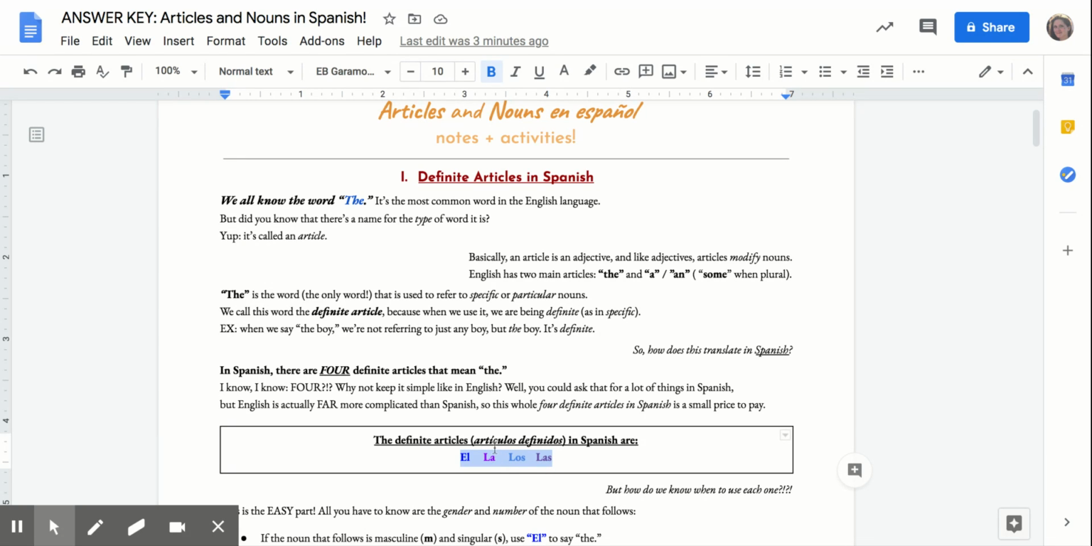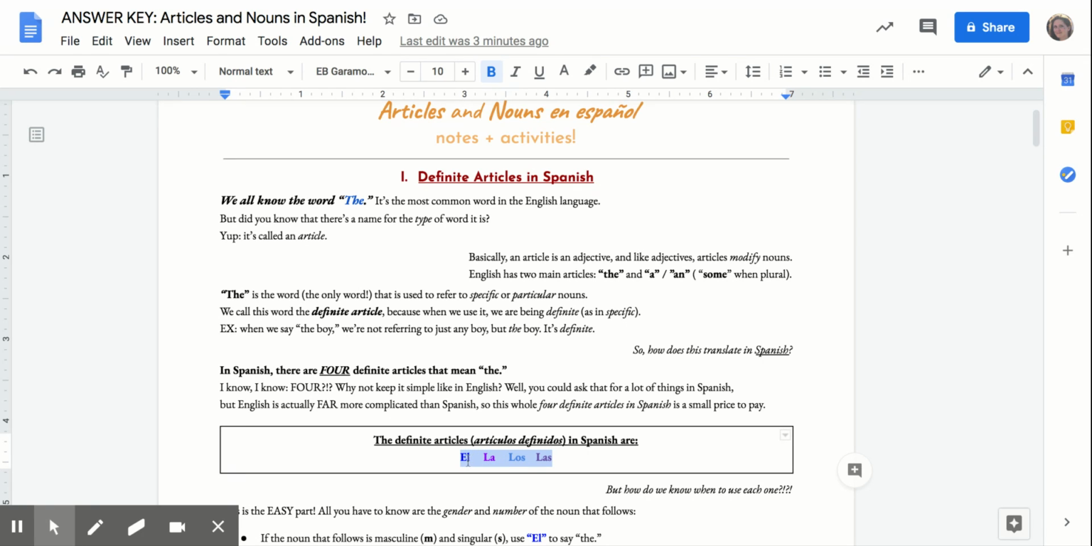What do I mean by singular and plural? Hopefully you know that, but just in case you don't, singular just basically means one of something. So for example, dog is a singular noun, and plural just means more than one. So dogs would be plural, okay? Now, let's start with just our singular nouns.